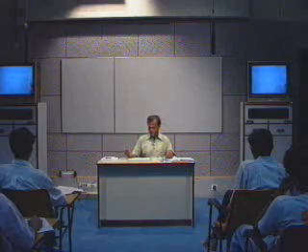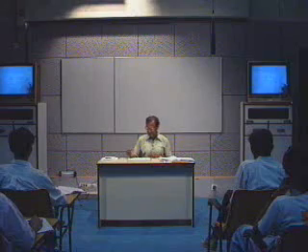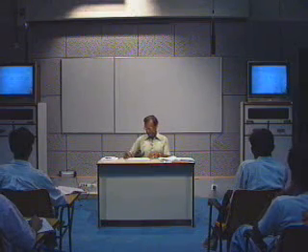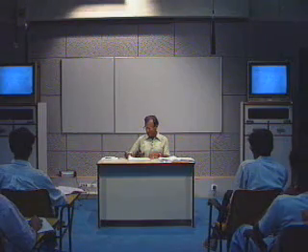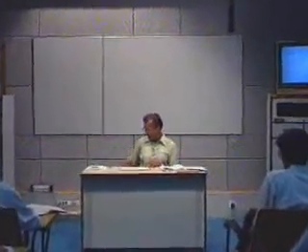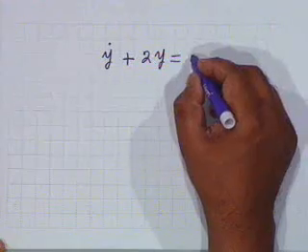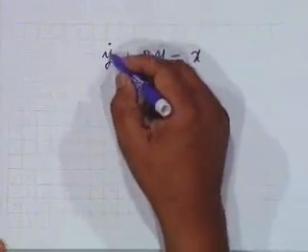This is the 8th lecture in the course Signals and Systems, and today's topic would be systems described by differential and difference equations. We had already started the topic of differential equations in the last class, and we had been considering an example of a system described by a first order differential equation y dot plus twice y equal to x. Of course, they are all functions of t.